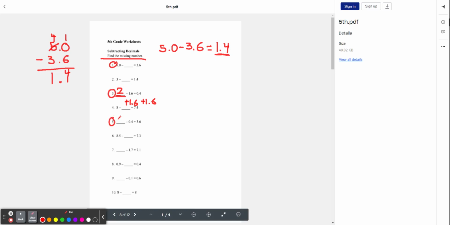Let's try 5. Again, the left number is missing. So in order to find this number, we're going to add 0.4 to both sides. So 3.6 plus 0.4, that is 4, or 4.0.